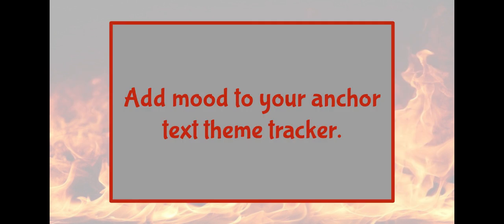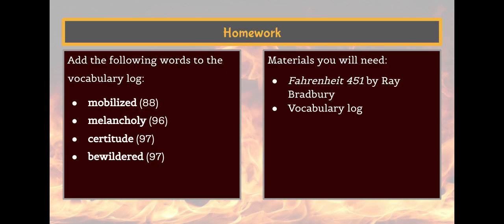Speaking of the anchor text theme tracker, I want you to go ahead and add mood to your anchor text theme tracker. You will have 5 minutes to do so. Now for homework, you're going to add the following words to the vocabulary log: mobilized from page 88, melancholy from page 96, certitude from page 97, and bewildered from page 97. You will need your copy of Fahrenheit 451 by Ray Bradbury and your vocabulary log.